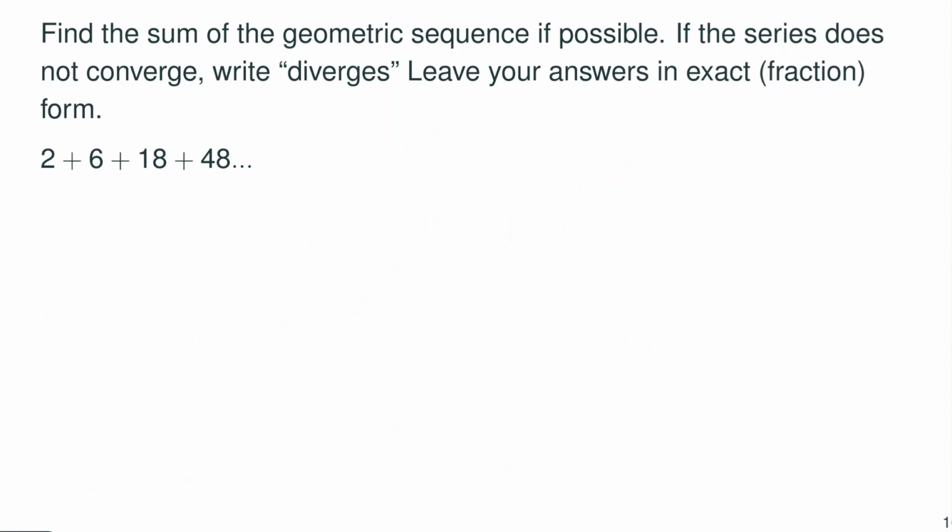So find the sum of this geometric sequence if possible. If the geometric series does not converge, write diverge. So here, first, what's the common ratio? The common ratio is 3, right? We're multiplying by 3 every time. You can also divide. 6 divided by 2 gives us 3. 18 divided by 6 gives us 3. 54 divided by 18 gives us 3. Sorry, this is supposed to be 54, not 48. So the common ratio is 3 here.